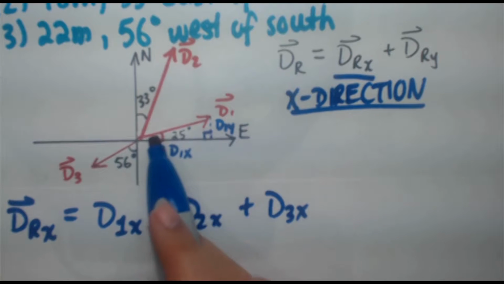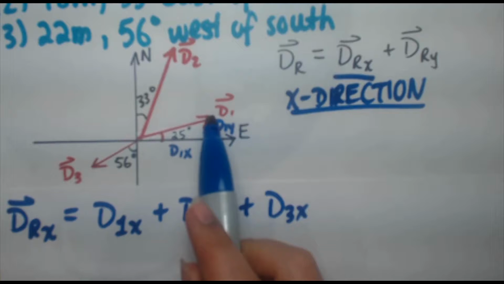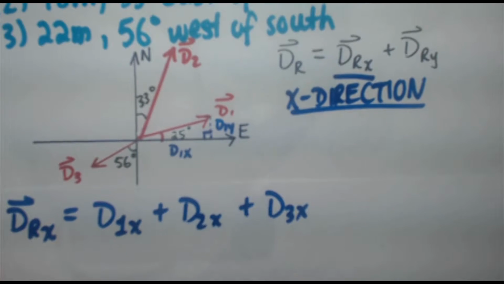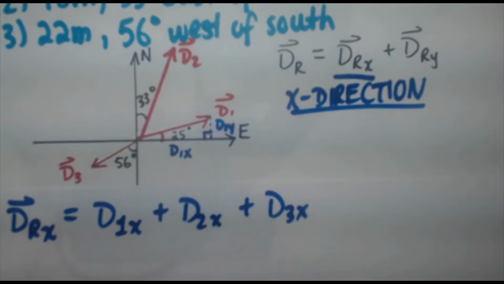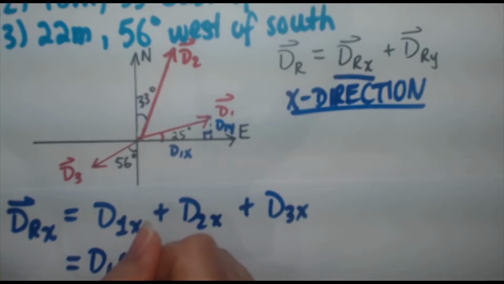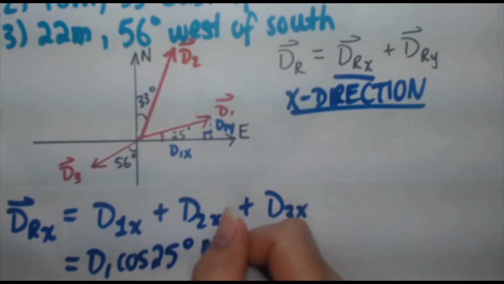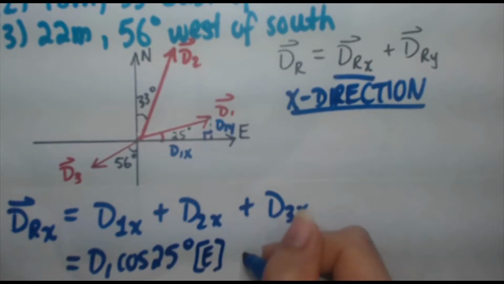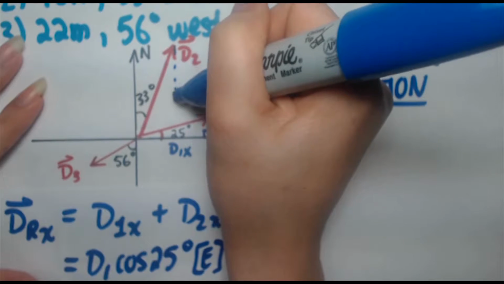So what you need to do is, based on your understanding of trigonometry, you take your hypotenuse, which is D1, and you multiply that by the cosine of the angle 25. Because cosine is adjacent over hypotenuse, and it is your adjacent that's giving you D1x. So D1x is D1 cosine 25 degrees. And that is going east. Make sure you write down your directions. D2x, now be careful with D2 here. Don't use the wrong angle.